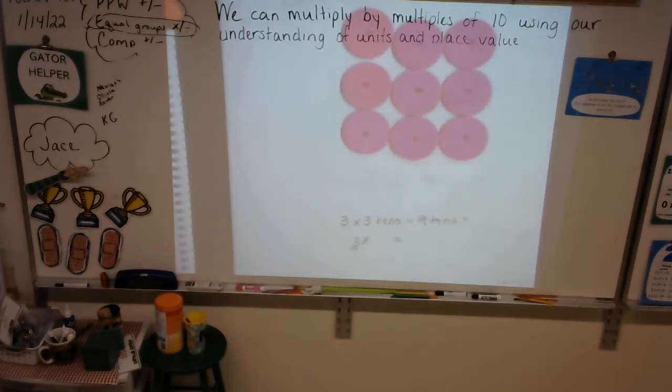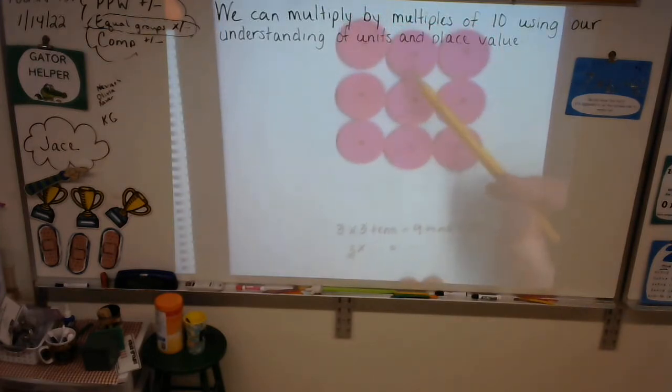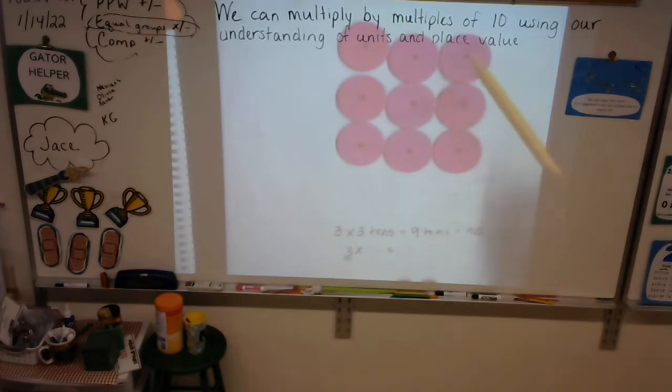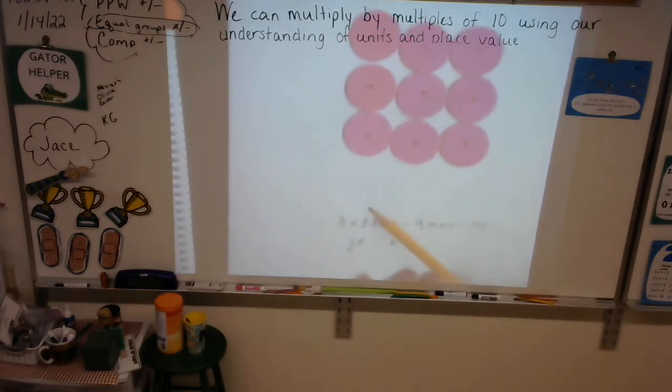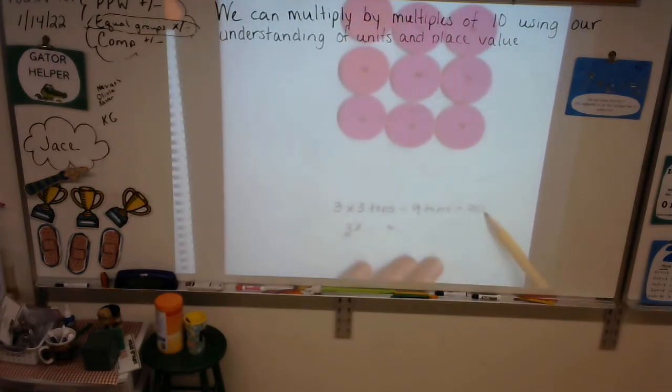But we don't want to write it in unit form because that's kind of long and cumbersome. And we all know 9 tens is 90. But we can skip count. 10, 20, 30. Let everyone skip count. Let's hear it. 10, 20, 30, 40, 50, 60, 70, 80, 90. Yeah, 3 times 3 tens equals 9 tens equals 90.